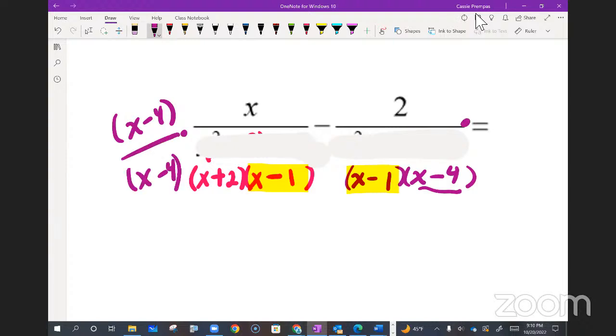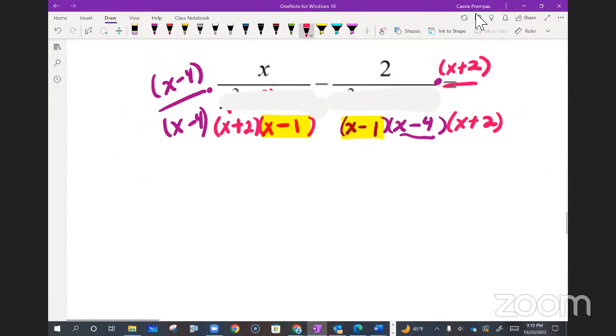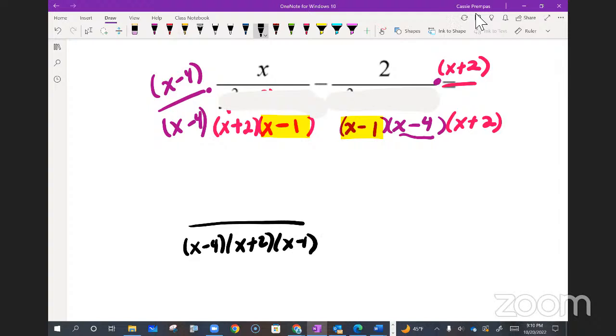And as I look at the right fraction, hopefully you're thinking in your head, what is it missing? It's missing an x plus 2. So we're going to multiply by x plus 2 over x plus 2. Now, as we simplify this, we do have the least common denominator created. So that now in multiplying that, this first denominator is going to be x minus 4, x plus 2, x minus 1. And the second denominator has the same thing. You can rearrange those factors. Multiplication is what we say commutative. So we have x minus 4 times x plus 2 times x minus 1.